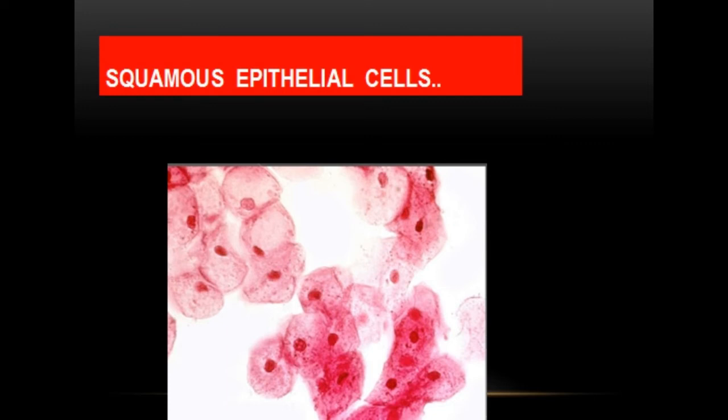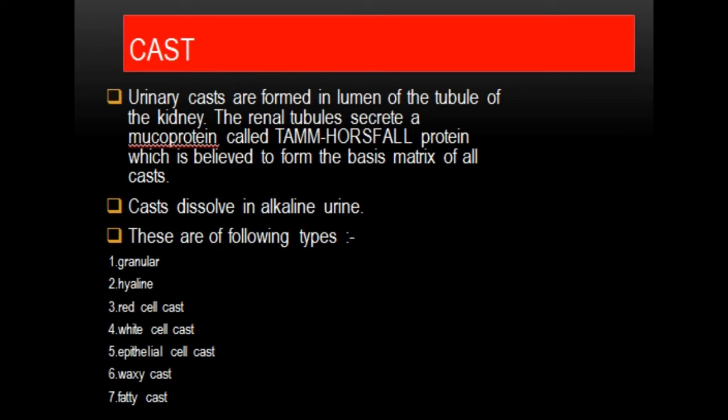So, if the damage is in the urethra, or if there is an infection in the urethra, then they will come in the urine, and they may be a possible cause of contamination of the specimen with the skin normal flora. Now, what are casts?